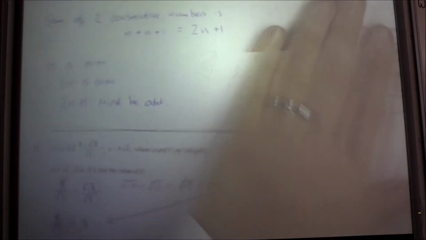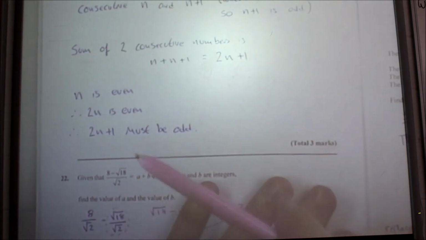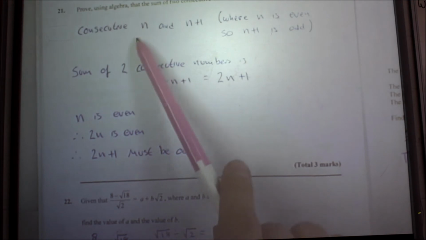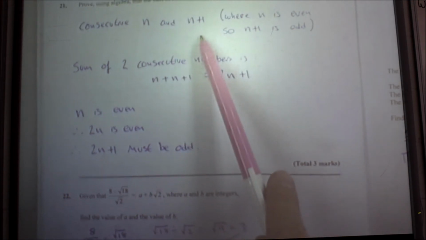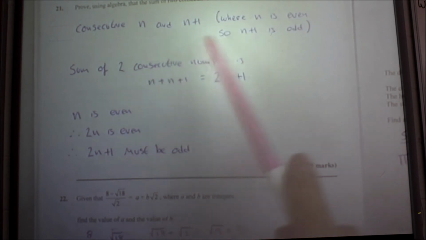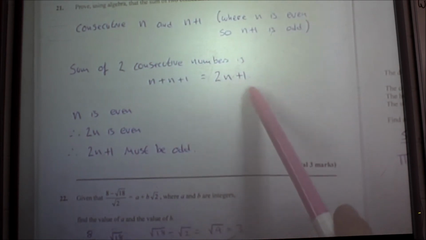Question 21. Prove using algebra the sum of 2 consecutive whole numbers is always an odd number. Right, because it's 2 consecutive numbers, I'm going to call my first number n, and the next number is n add 1, because it's just the next one on, isn't it? So the sum of 2 consecutive numbers is n add n add 1. So simplify that, it is 2n add 1.